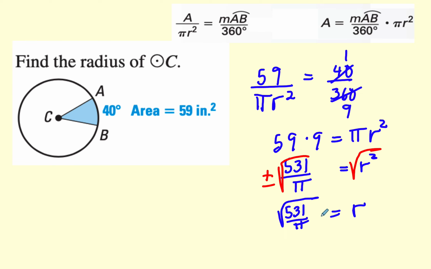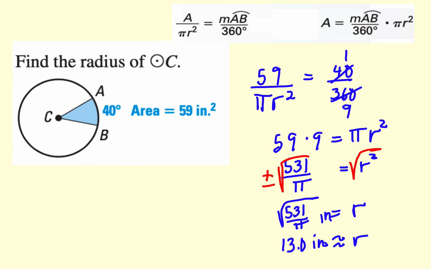That's in inches. Remember, radius is inches. Now, that will be approximately, if I put that in the square root, 531 divided by pi. I'm getting around 13.0. I'm rounding to the nearest tenth, and that's inches, because radius is not squares, it's a length.